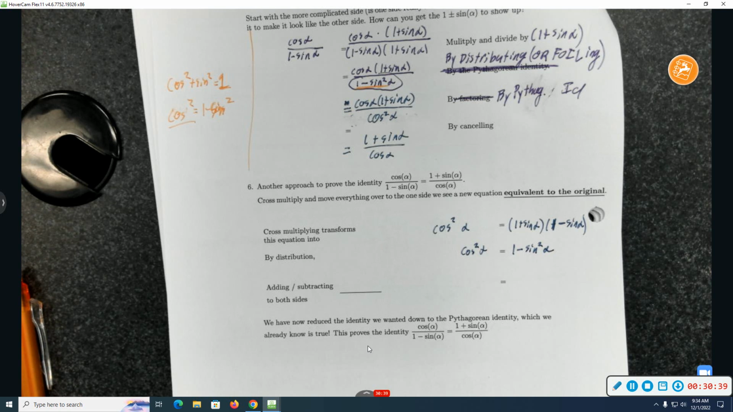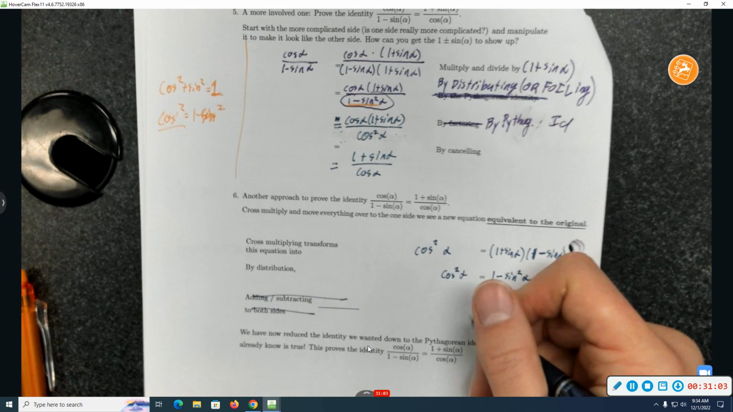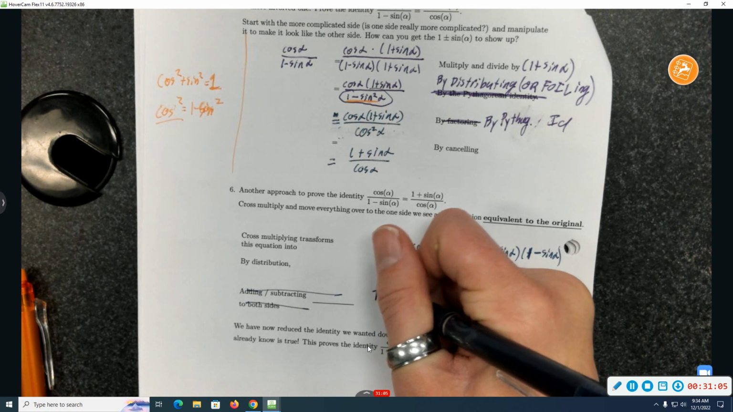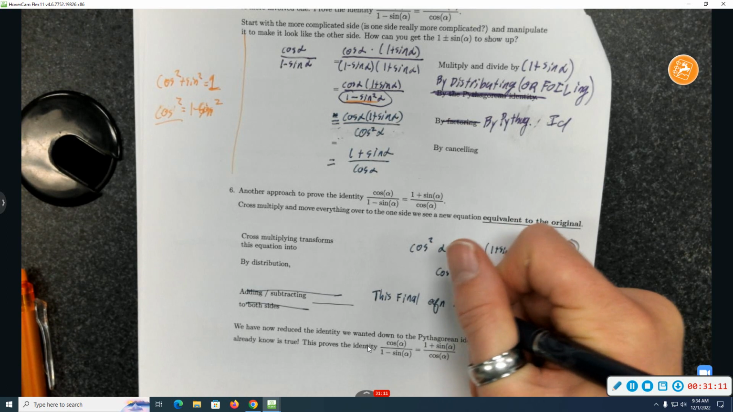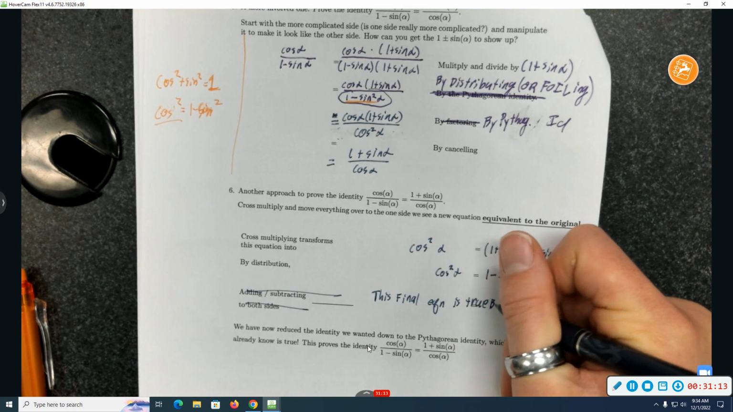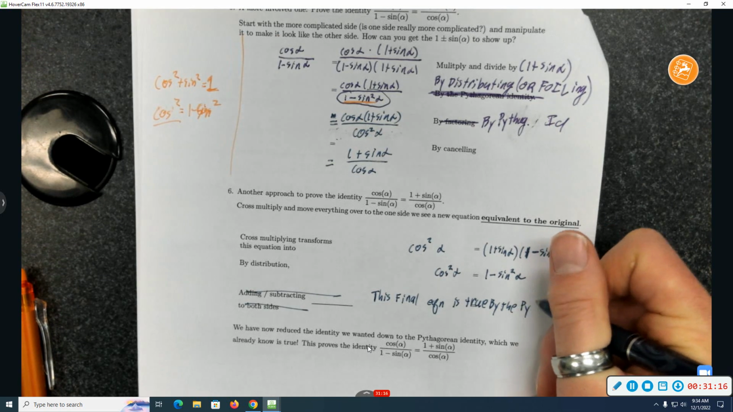All right, so here's the point. We've taken the original identity. We've done some algebra to it. We've reduced it to cosine squared equals 1 minus sine squared. If we can say why that is true, then we'll be done. Why is that true? It is the Pythagorean identity. So I think I can even skip this next line. This final equation is true by the Pythagorean identity.